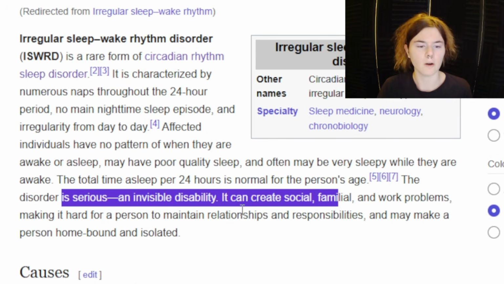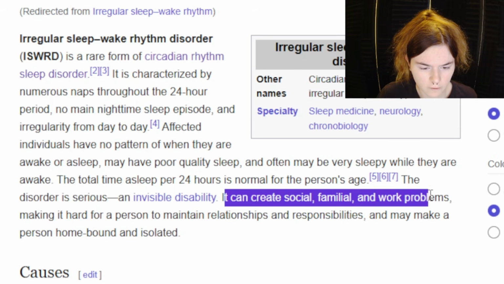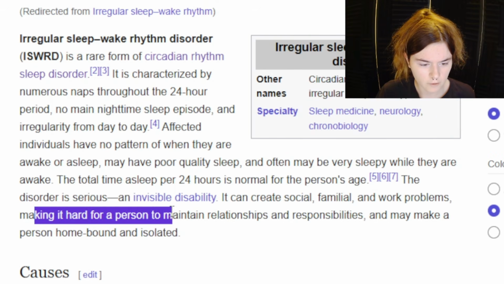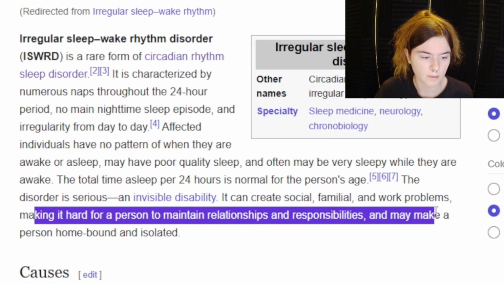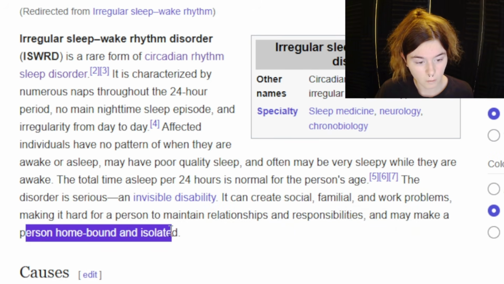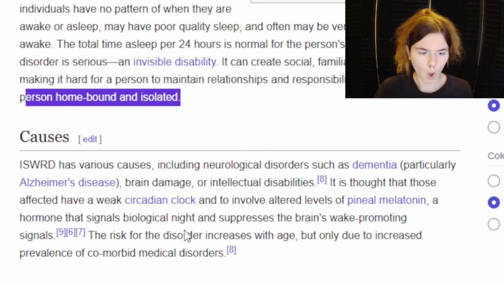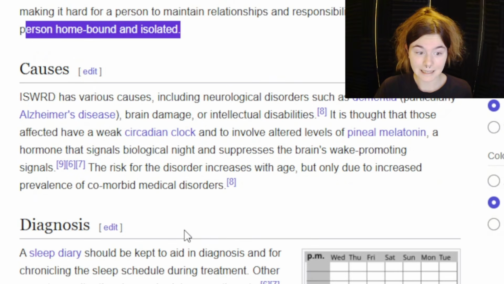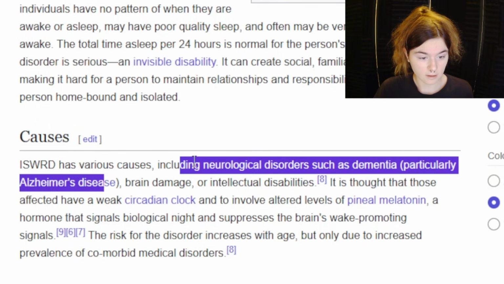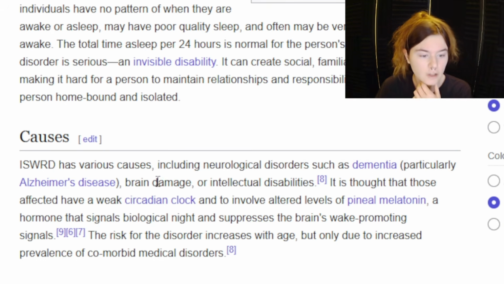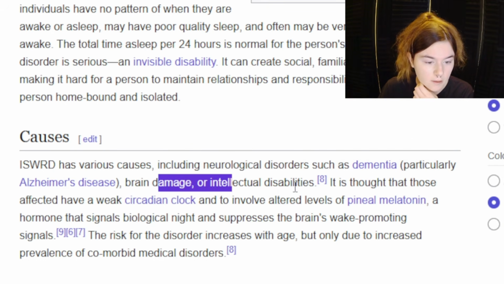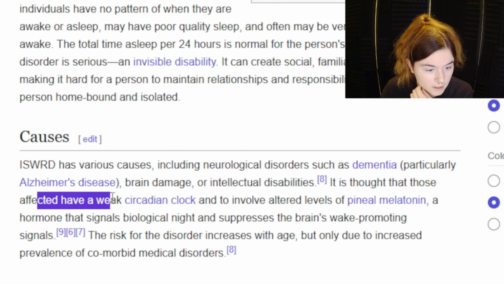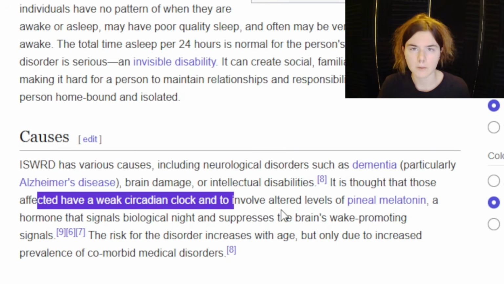This sounds like somebody I know. It can create social, familial, and work problems, making it hard for a person to maintain relationships and responsibilities, and may make a person homebound and isolated. It has various causes, including neurological disorders such as dementia, brain damage, or intellectual disabilities. It is thought that those affected have a weak circadian clock. Okay, that's what I would expect.